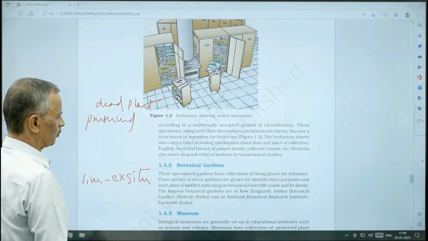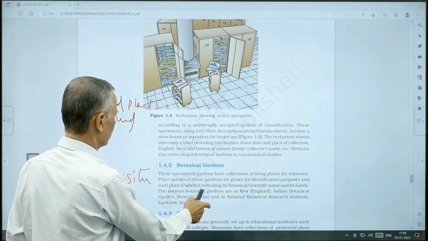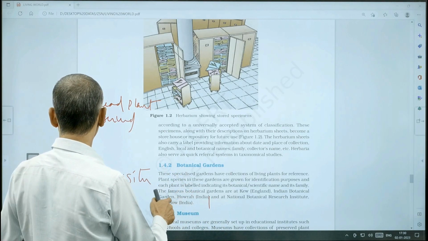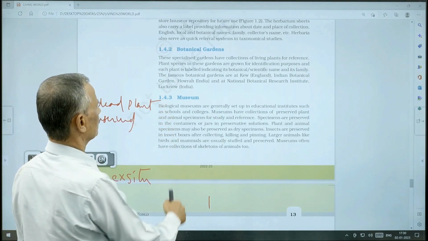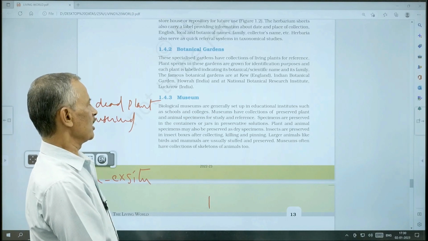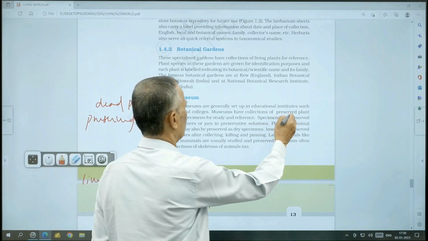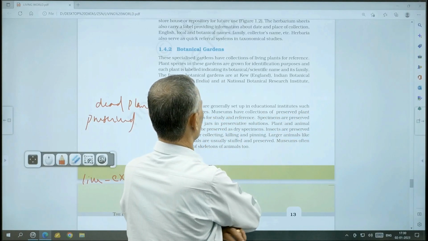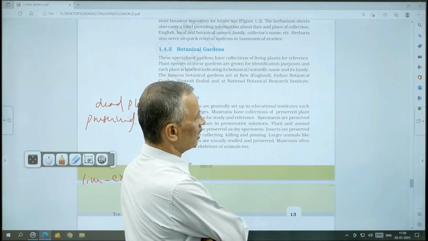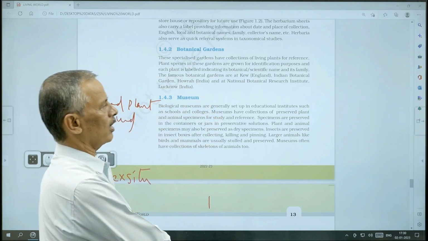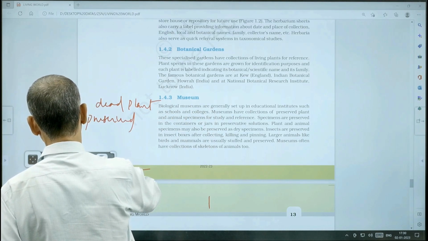Here live plant parts. Whereas a museum has both plant and animal specimens which are kept in educational institutions, in research institutions, etc. They contain preserved plant and animal specimens for study and reference. Here specimens are kept in a jar containing liquid. So we call it a wet specimen.